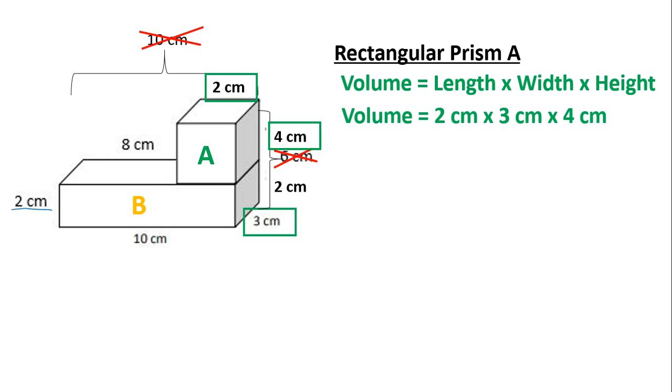We can multiply now 2 centimeters times 3 centimeters times 4 centimeters. 2 centimeters times 3 centimeters is 6 centimeters squared, and 6 centimeters squared times 4 centimeters is 24 cubic centimeters.